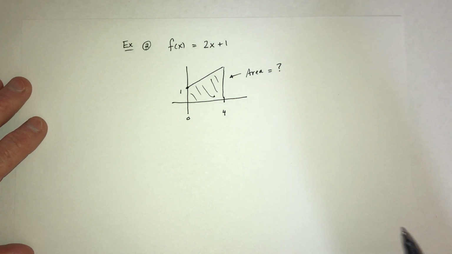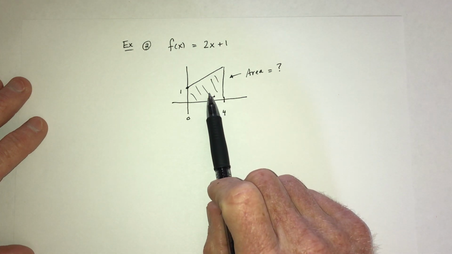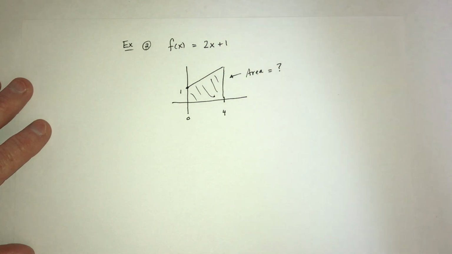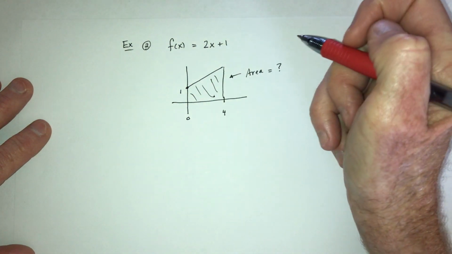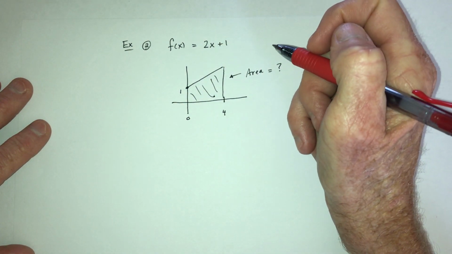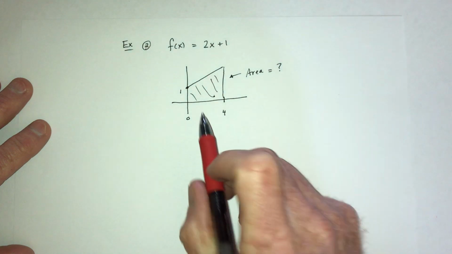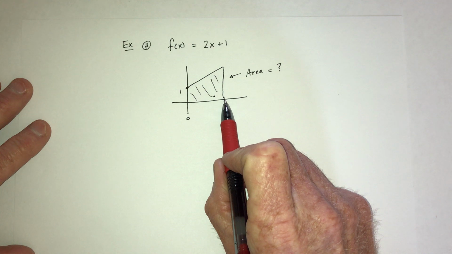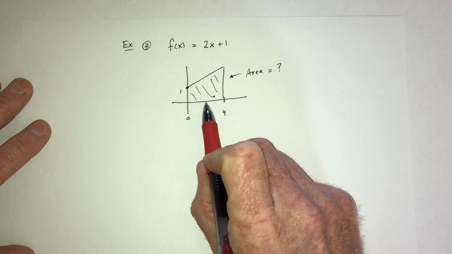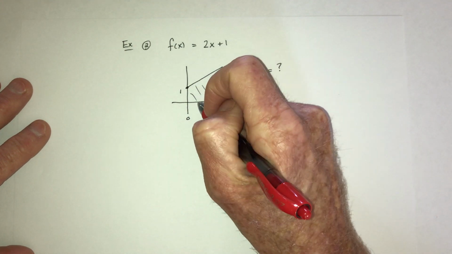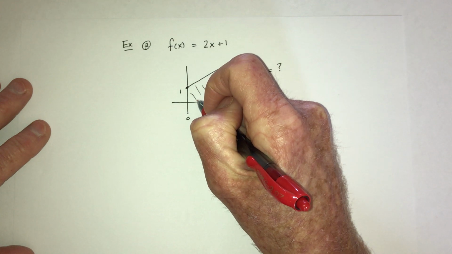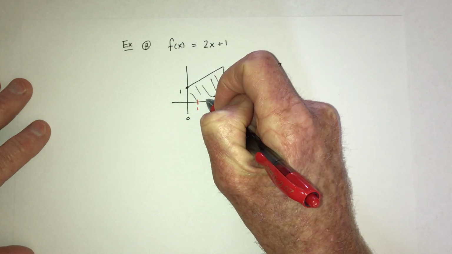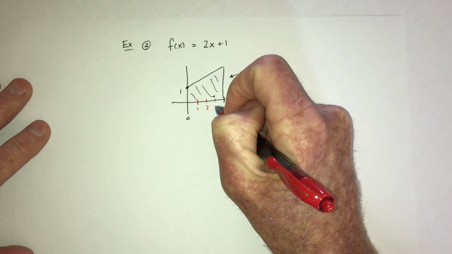So Riemann said, well, this picture right here, that looks pretty complicated. I don't know how to find the area of that. But what I do know how to find is the area of a rectangle. So area of a rectangle is just base times height. So what you do is take this interval and then divide it into equally sized pieces. So let's say that I went by 1 each time. So 1, 2, 3, 4.